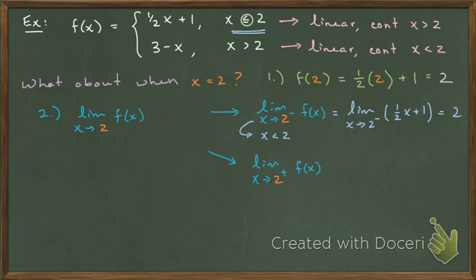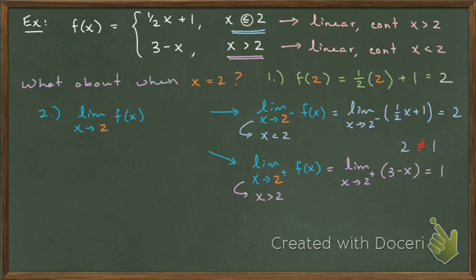But here's where things get interesting. On the right side of 2, my x's are bigger than 2. And since x's are bigger than 2, I'm going to use the bottom half of my piecewise function. I need to evaluate the limit as x goes to 2 of 3 minus x, and we see that that limit is 1. I can evaluate again with direct substitution.